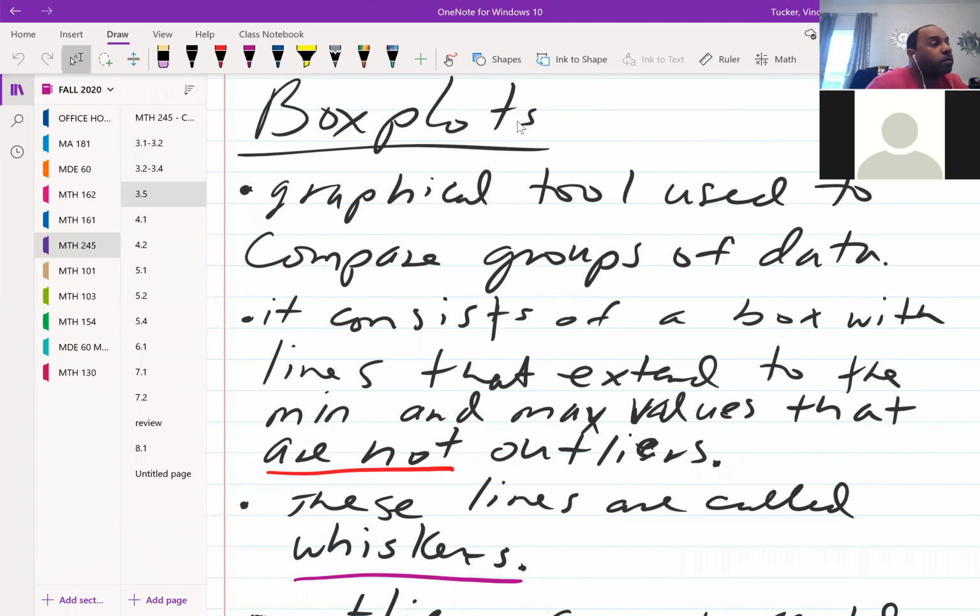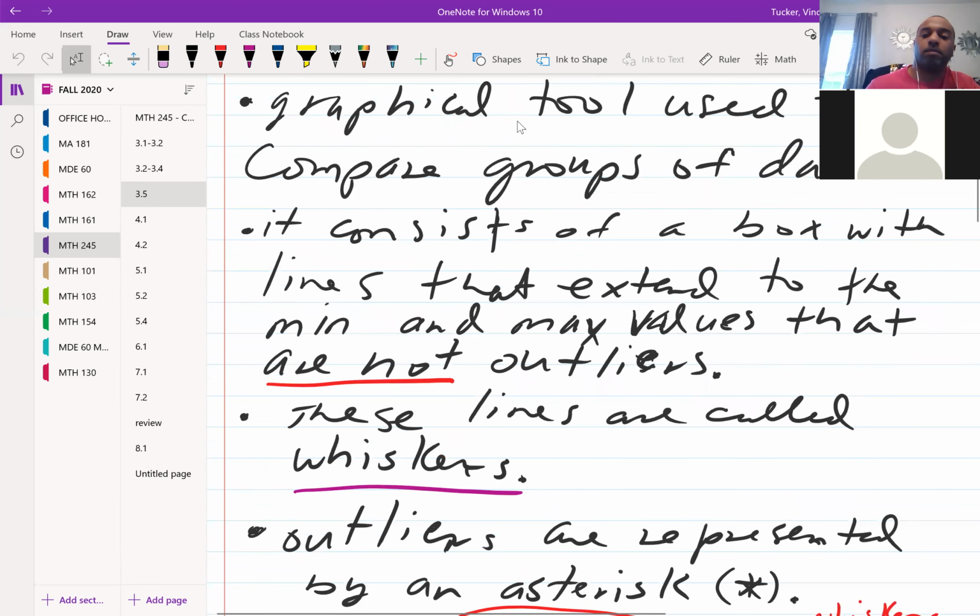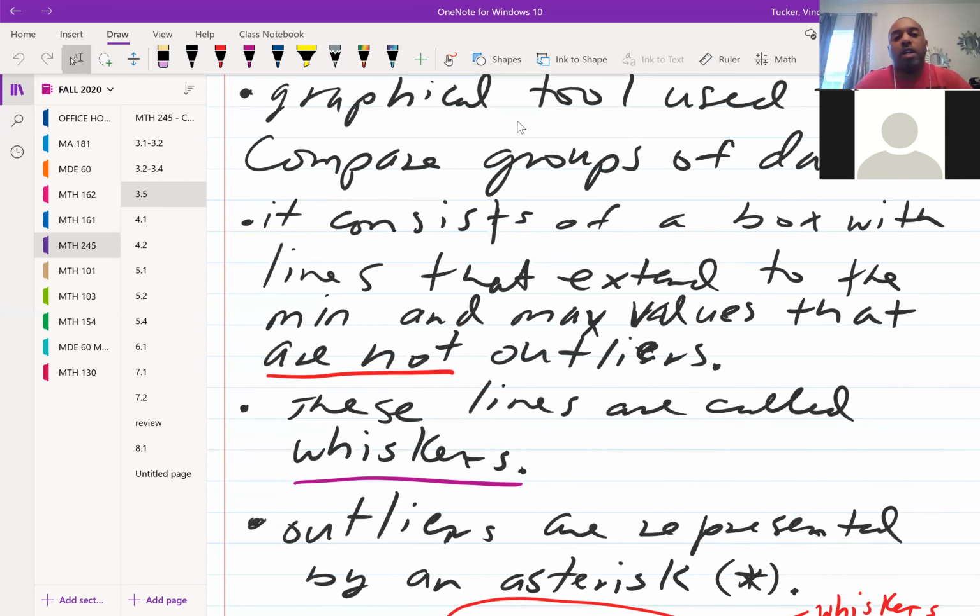All right, box plots, graphical tool used to compare groups of data. It consists of a box with lines that extend to the minimum and maximum values that are not outliers. So your book does a modified box plot wherein they don't extend to outliers. You'll see that when we do our calculations. These lines are called whiskers. All right. So your outliers are going to be represented by an asterisk.